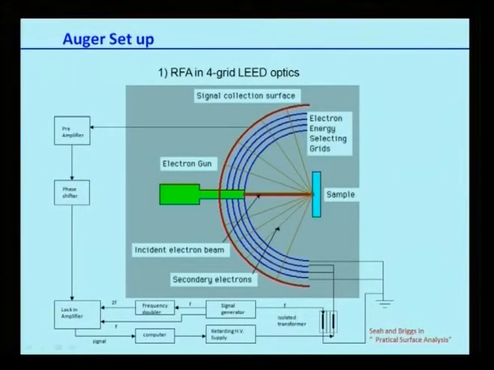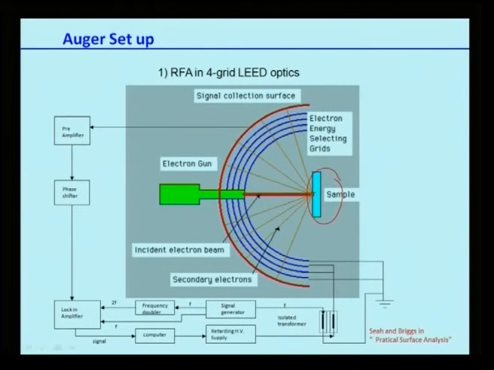Well, the last thing which I am going to discuss is the Auger setup, or how Auger electron spectroscopy is done. As you see here, the schematic diagram is quite complex. This is basically a 4-grid LEED optics setup, which is used to detect data. This is the sample, and this is the electron gun. Electrons come from the gun onto the sample, and then secondary electrons and Auger electrons are generated. One needs to detect them, and that is why the 4-grid LEED optics is used.